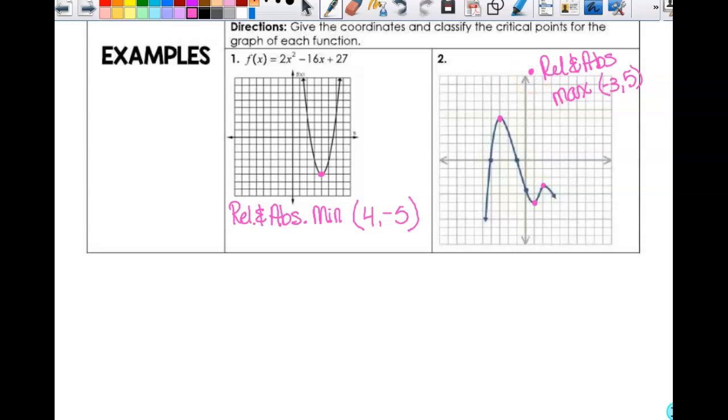Then I have this point. It's a minimum. Is it relative, absolute, or both? Just relative, because it's not an absolute, because see, this keeps on going, and so does this. So it's not the most overall, so it's only a relative. So it's a relative minimum at (2, negative 5).